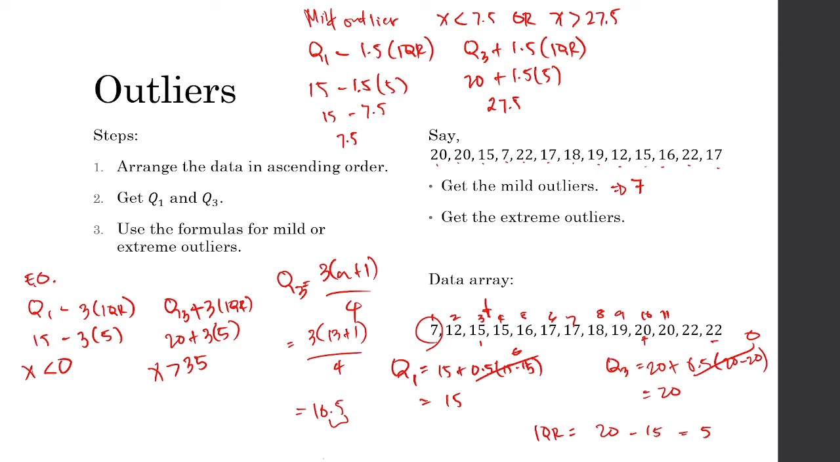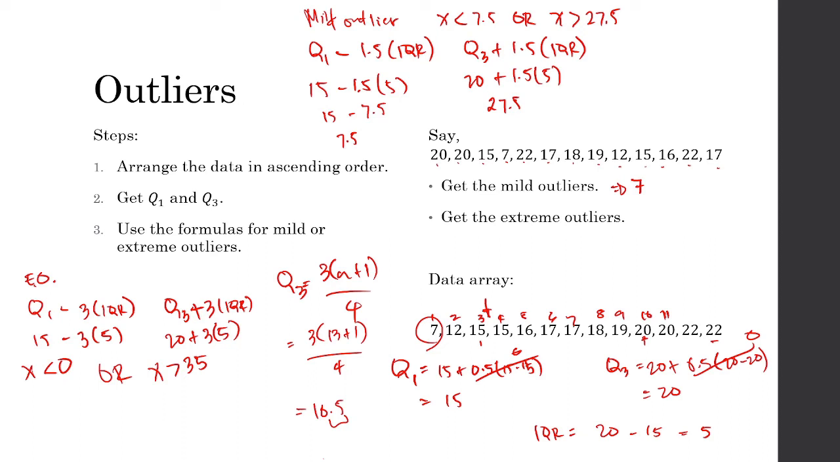Okay? So for our extreme outliers, our x's that are less than 0 and greater than 35 are extreme outliers. And as you can see here, we don't have any extreme outliers here because we don't have any observation that are less than 0 or greater than 35. So that is how we compute for the outliers.